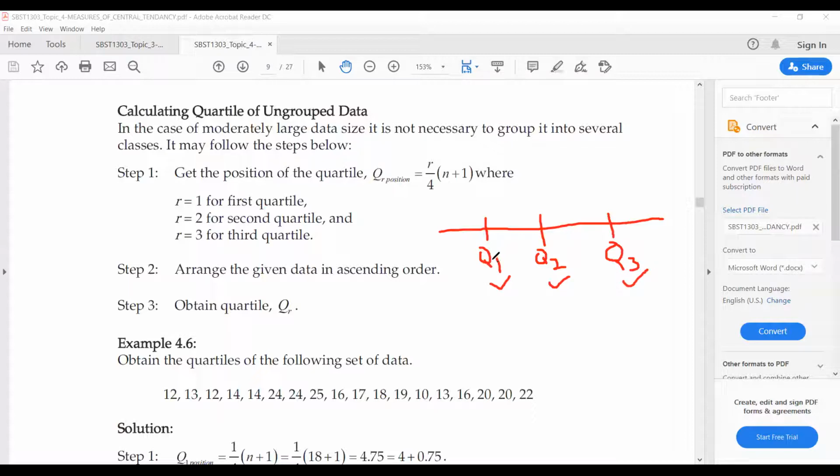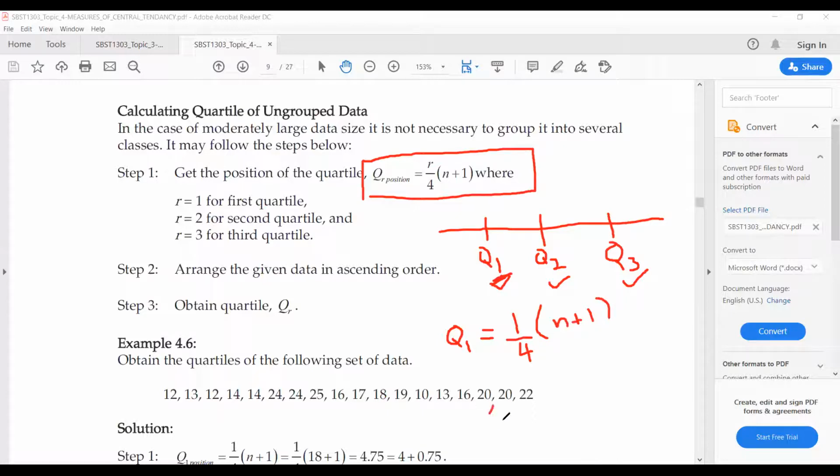So in the case of the first quartile, there is a formula for finding the position of any quartile. The formula is like this. QR is equal to R over 4 into bracket N plus 1. So for the first quartile, your R is 1. So the formula for Q1 will be 1 over 4 into bracket N plus 1.